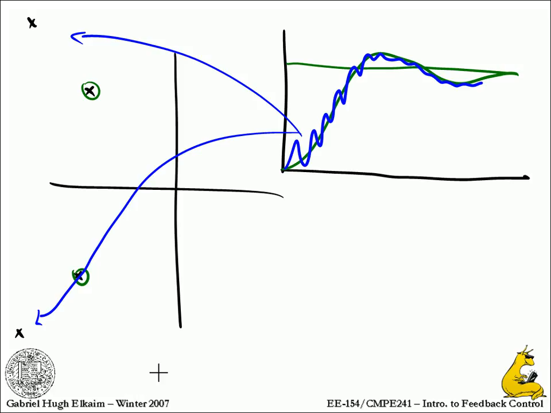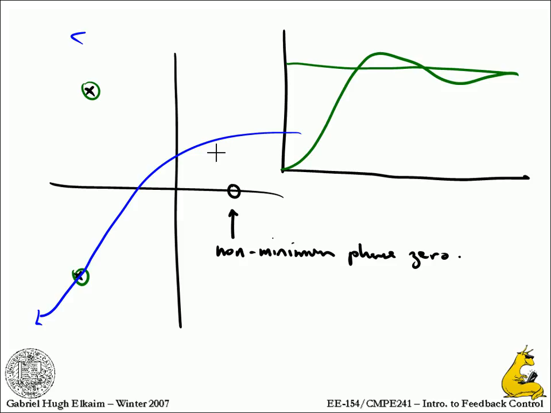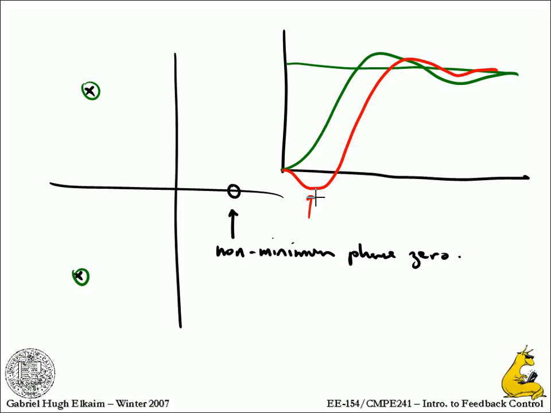Right? Likewise, if I add a zero in the right half plane, this is referred to as a non-minimum phase zero. Why is that? Because when I do this, the response I'm going to get, let's ignore these two now, okay, and just put that one in. Now the response I'm going to get is going to do this. It's going to go the wrong way first. Right? That's what this zero does, it makes it go the wrong direction first.